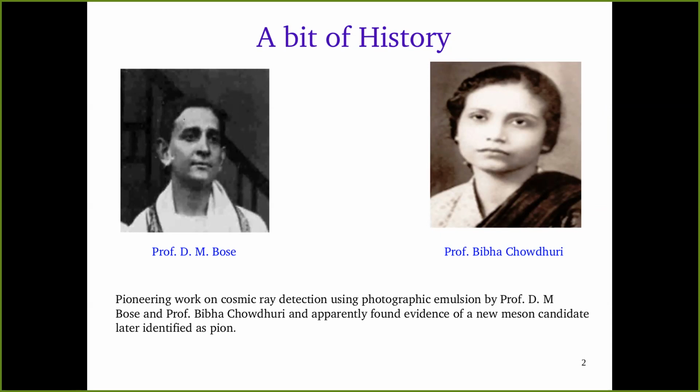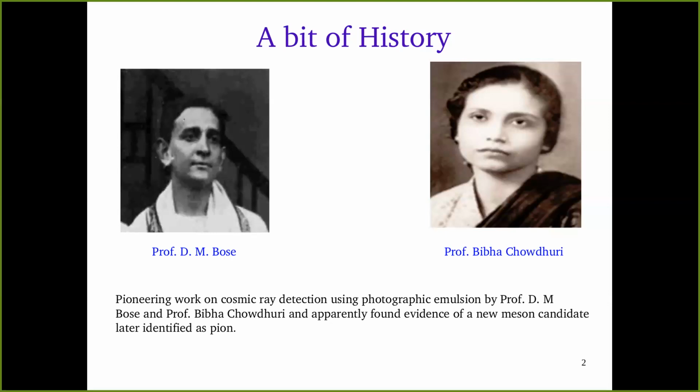They did a great deal of pioneering work in characterizing cosmic rays back in the middle half of the 20th century using photographic emulsion techniques. Those days, all these detectors which we see in experiments like ALICE and STAR were not available. So they used photographic emulsion techniques to characterize the cosmic ray shower, and apparently they found evidence of a new meson candidate, which was later identified as the pion. So particle identification work is not new. It has been going on for very long, and a lot of pioneering work has been done by scientists, not only in India but obviously across the world.